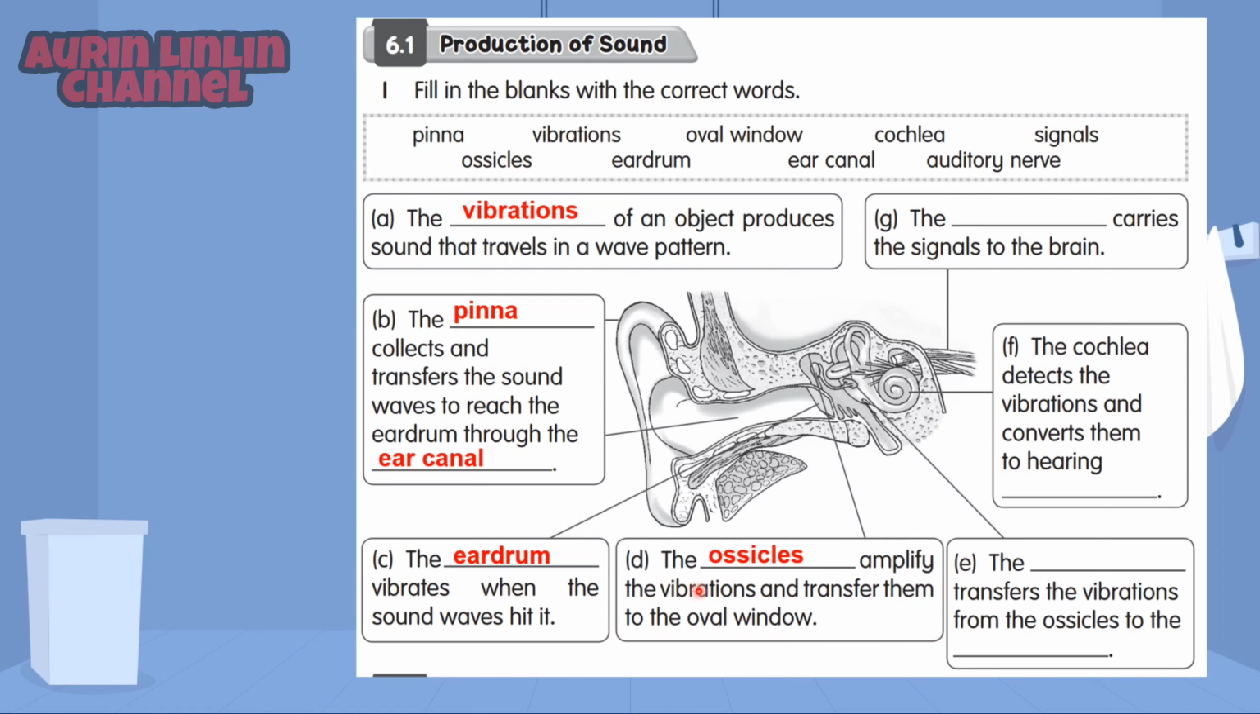D. The ossicles amplify the vibration and transfer them to the oval window. E. The oval window transfers the vibration from the ossicles to the cochlea. F. The cochlea detects the vibration and converts them to hearing signals. G. The auditory nerve carries the signals to the brain.